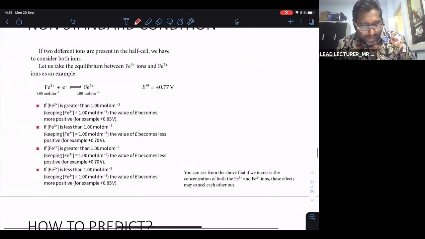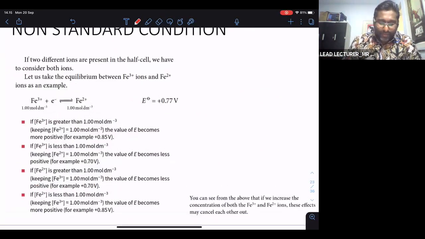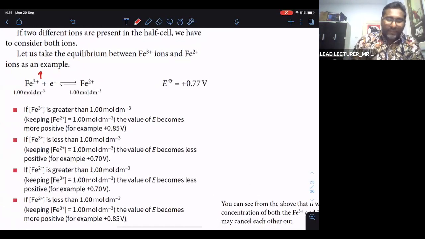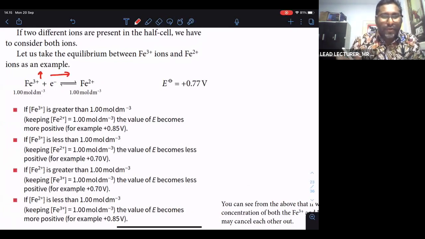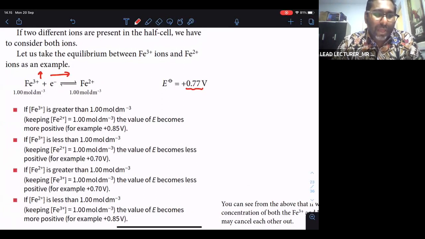You can see here, if you have two different ions present in the half cell, you have to consider both ions. Here, same concept. If this Fe3 plus is increased, I need to remove the Fe3 plus. Then you go to the right. So if you go to the right, then you will become more positive than 0.77. And so on, you can read.